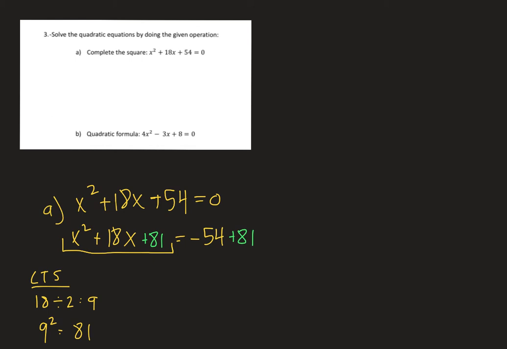Now that I've added 81 to both sides, I am going to factor the left side into its perfect square. And then I'm going to go negative 54 plus 81, which is 27. Now, completing the square has allowed me to solve the remaining equation using the even root property. So I'm going to square root both sides of the equation.